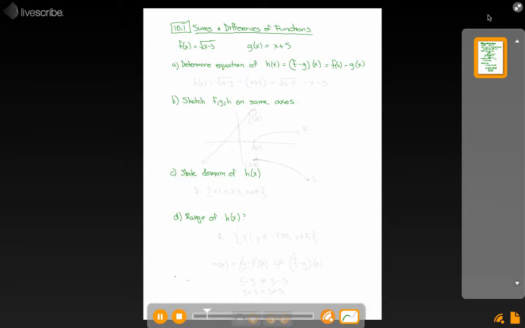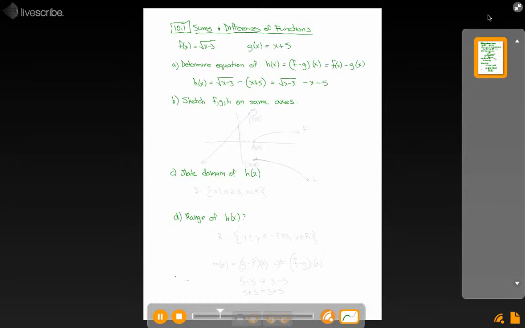I'm not sure who came up with this f minus g of x system, but I use it only because I want to make sure you recognize it. So h of x is going to be square root of x minus 3 minus brackets x plus 5, or if you're putting this into your calculator you might not want all those brackets, so you'd say minus x minus 5. You have to subtract that whole second function.